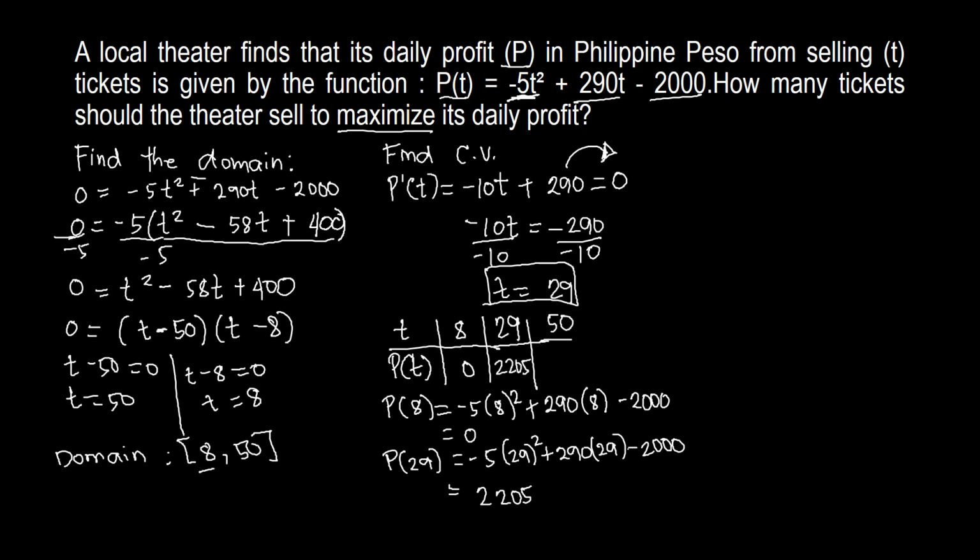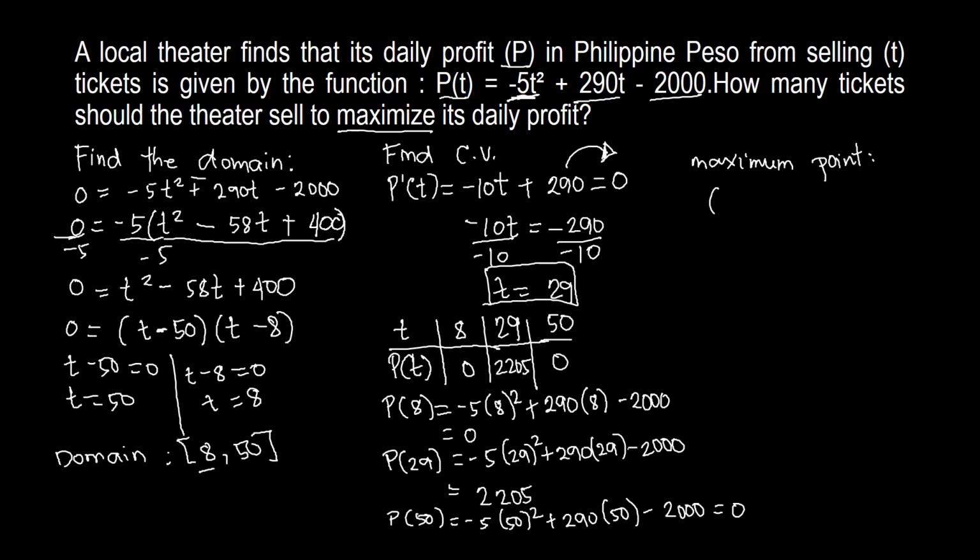And then lastly, we have our p of 50. So we have that as negative 5 times 50 squared plus 290 times 50 minus 2,000. This would lead to 0. So noticing this one is our maximum value. So we are to write there the maximum point. Our maximum point there is at 29, 2,205.